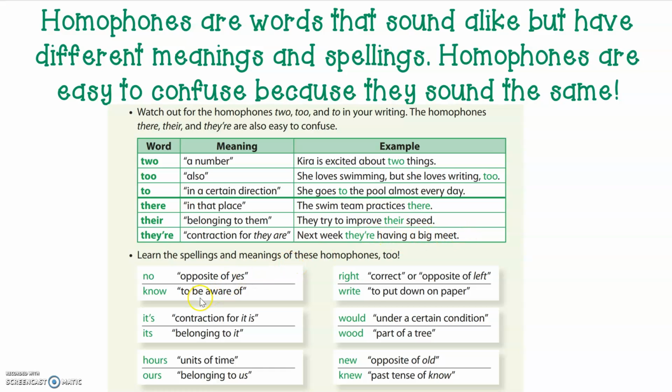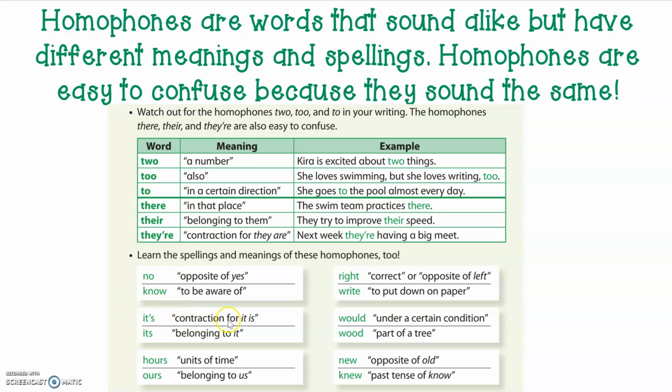Here are some other ones. No, opposite of yes. We hear this word a lot, especially when we ask our parents for things that we want and they say no. That's that spelling right there. This know with the K and the N means to be aware of. What does that really mean? It means I know something. I know my math, I know how to spell, I know how to read, I know all of the things about the world. That's what this know means. This is the one you would use when you're telling someone that you know something.